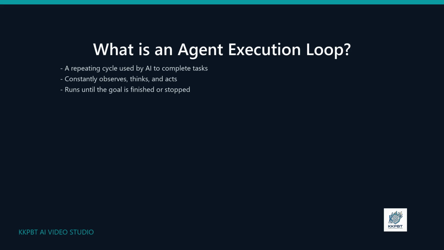Have you ever wondered how modern AI systems don't just answer questions, but actually complete complex jobs for you? They use something called an agent execution loop. Put simply, an agent execution loop is a repeating cycle that an AI system uses to achieve a goal. Instead of giving a single quick answer, it constantly observes its environment, thinks about what to do next, and takes action until the job is done.